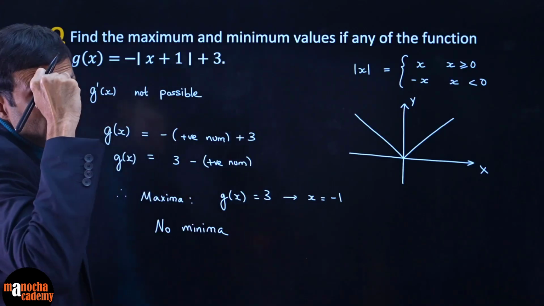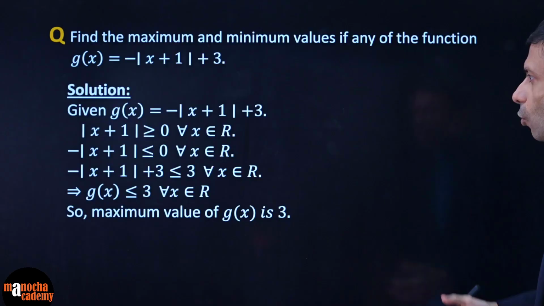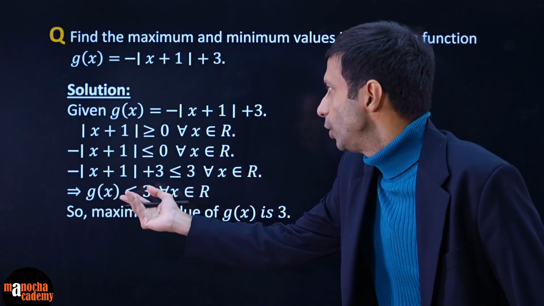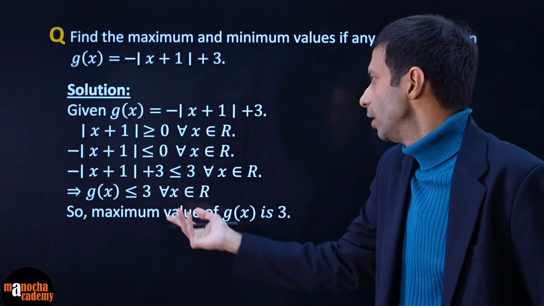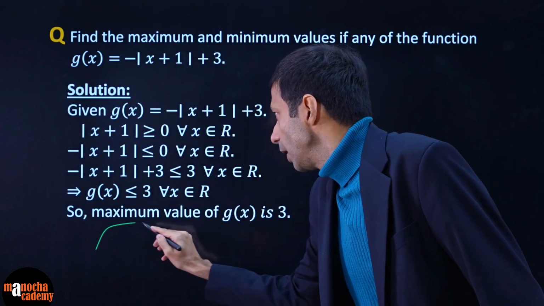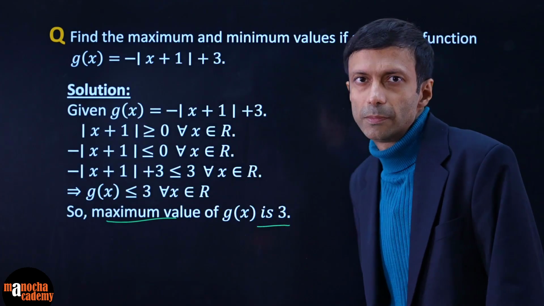No minima, right? No minima. So this one we did again without the calculus differentiation and all. Or another way, you can write it like this: g(x) is always going to be less than or equal to 3. So clearly the maximum value is 3, and it will have no minimum value. You can keep going down and down, lower and lower.